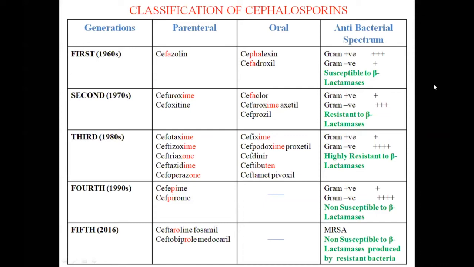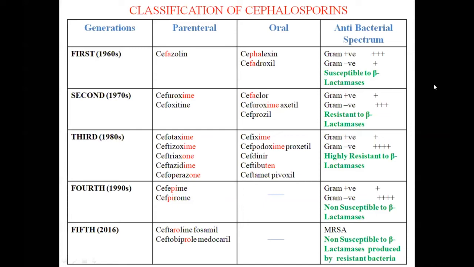Then we have the third generation cephalosporins, which came up in the 1980s, and you can see in the antibacterial spectrum they are very much effective against the gram-negative organisms. Also, they are highly resistant to the beta-lactamases. So those organisms which are producing beta-lactamases and penicillinase and becoming very, very resistant, those highly resistant organisms are also taken care of by the third generation cephalosporins.